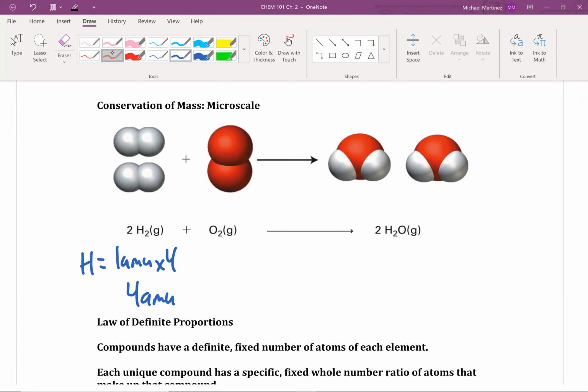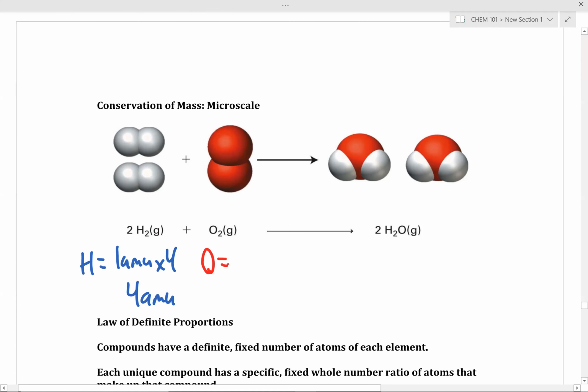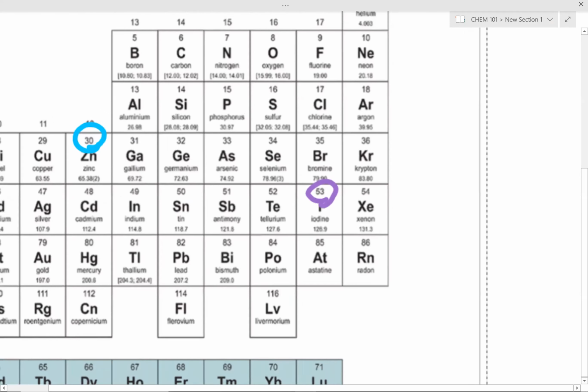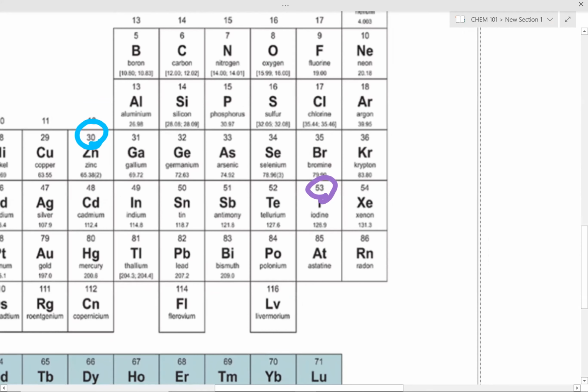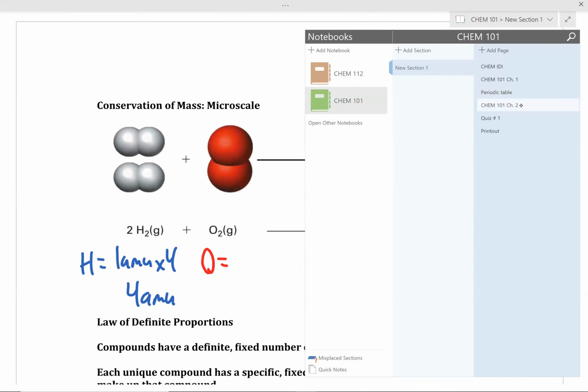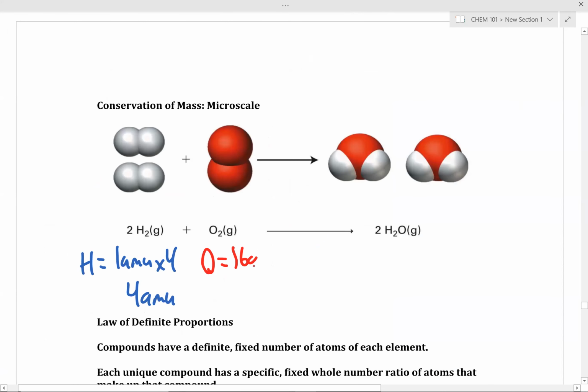Let's do the same thing for oxygen. So looking at these oxygen atoms, if we go to our periodic table, just to estimate here, and try and read the number straight below oxygen, what is oxygen's atomic mass about? 16. Okay, so we know that an individual oxygen atom, on average, in aggregate, has a mass of about 16 AMU. We have 2 oxygen atoms, so that gives us 32 AMU.